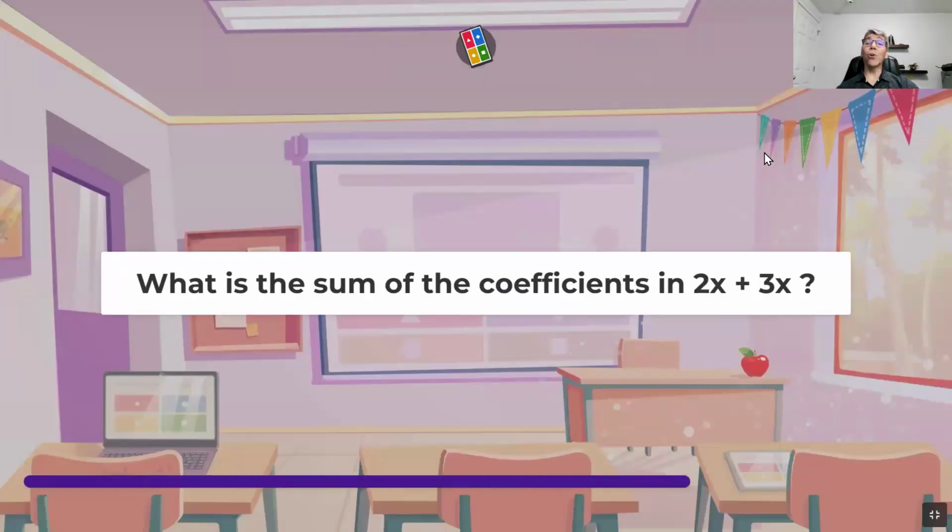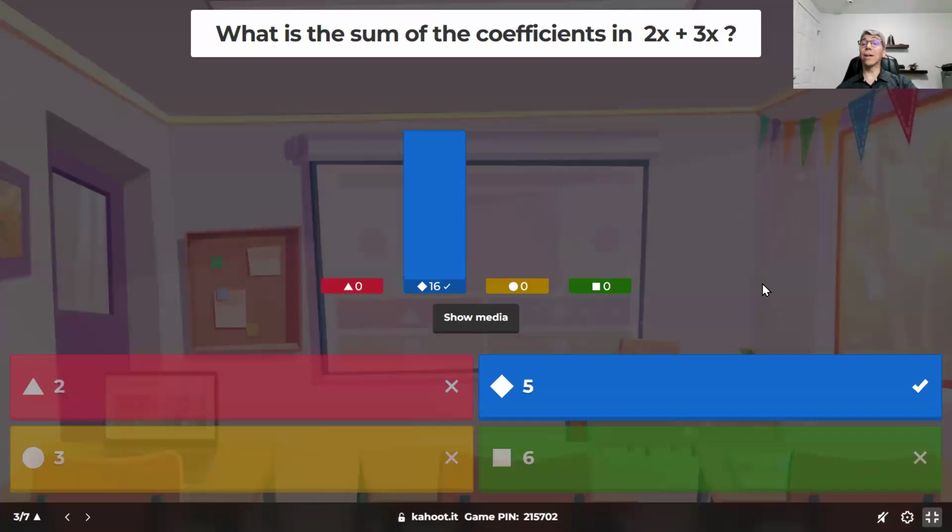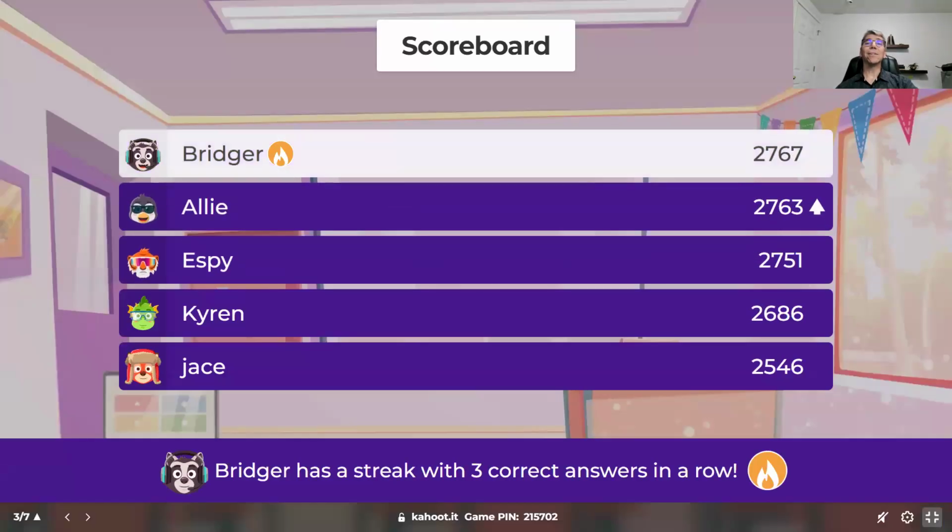Okay. What is the sum of the coefficients in 2x plus 3x? All right, everyone got it correct. Great. So yeah, that's 5. All right, so that would be 5x. But here it is asking just for the coefficients. So good, fast, Ali there.